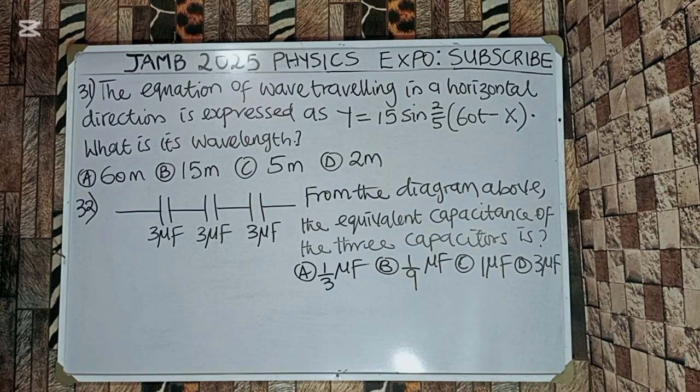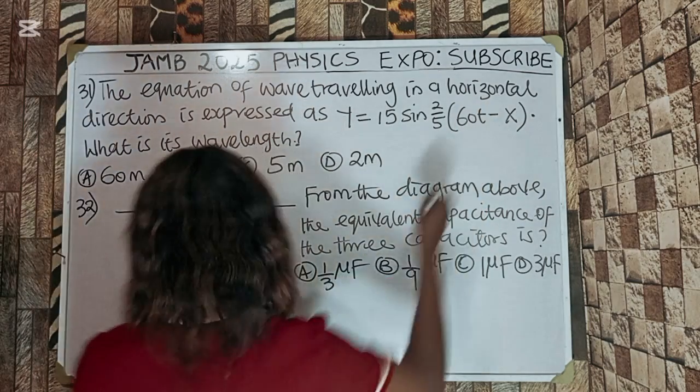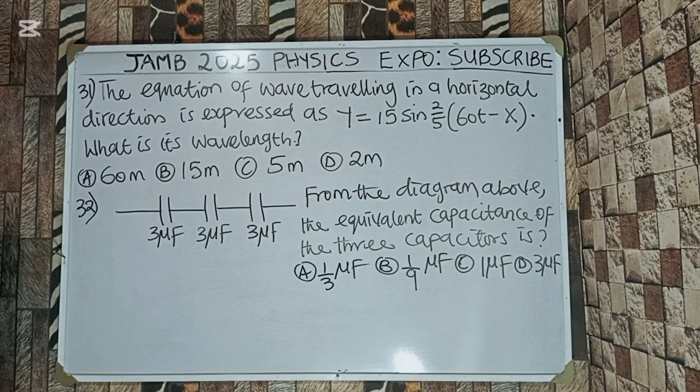Question 31. The equation of a wave traveling in a horizontal distance is expressed as y equals 15 sine 2 over 5 bracket 60t minus x. This is minus x, okay? Alright, what is its wavelength? We have the following options. Option A 60 meters, option B 15 meters, option C 5 meters, option D 2 meters.